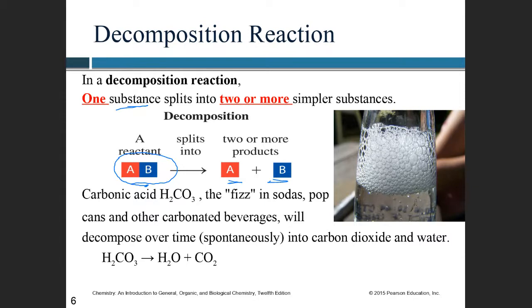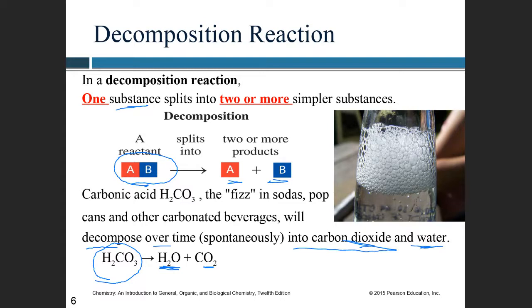For example, carbonic acid, which is in sodas, pop cans, and other carbonated beverages, will decompose over time. If you shake it, it will decompose quickly. But if you leave it, it will decompose spontaneously into carbon dioxide and water. So the reactant is carbonic acid, which decomposes into H2O, liquid water, and carbon dioxide gas. The carbon dioxide gas is the bubbles we see, and that is the evidence of the chemical reaction.